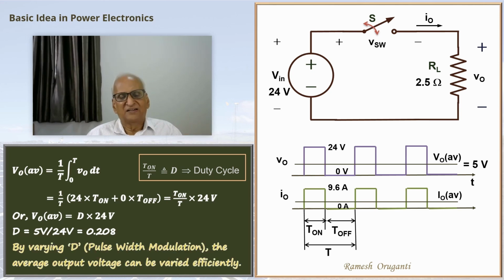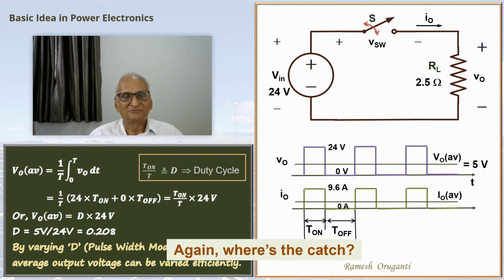So the idea is by varying the duty cycle D, that is called pulse width modulation for obvious reason, the average output voltage can be varied and it can be done efficiently because you are using switching. Every time it is on or off, the power loss in the switch is zero ideally. In practical cases, it's quite low. But have we solved the problem? No, not fully. So what's the catch?